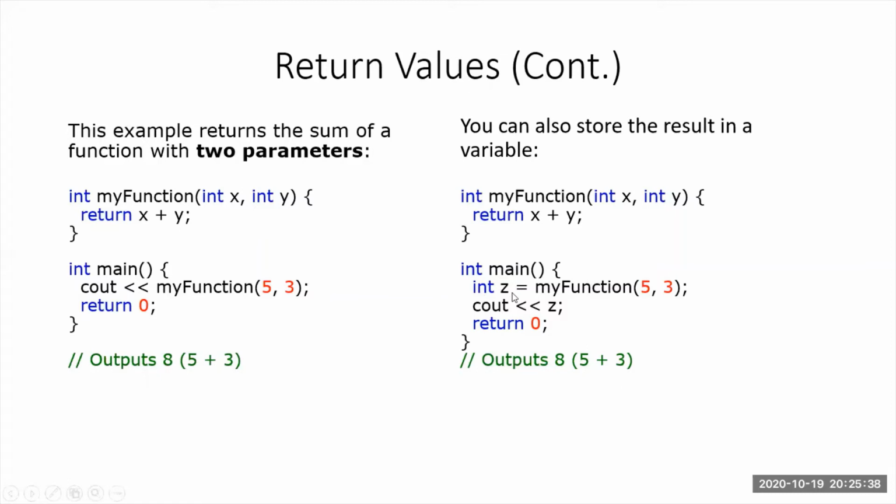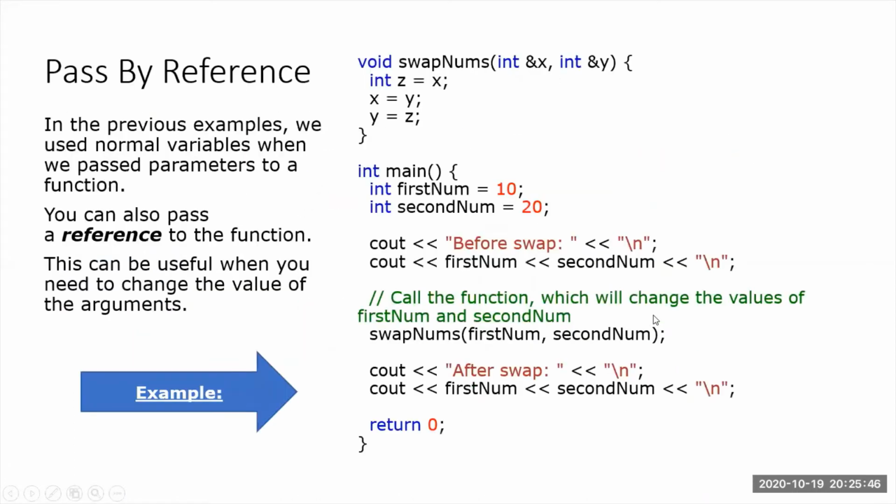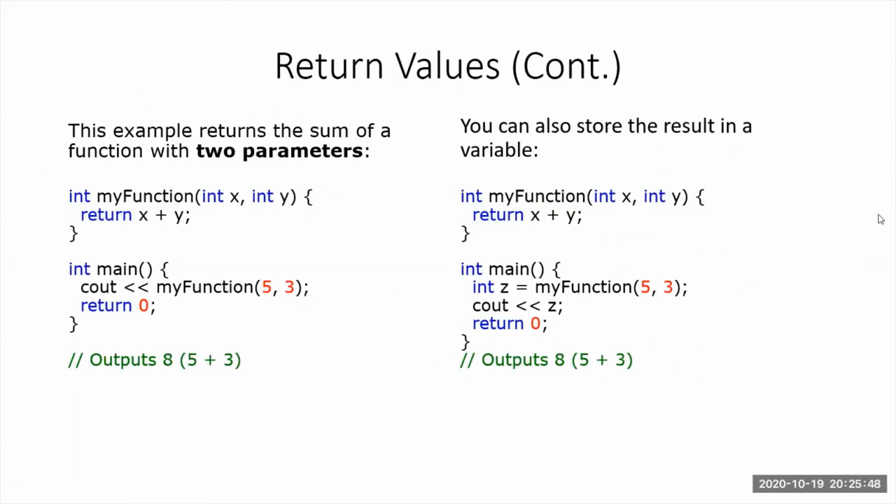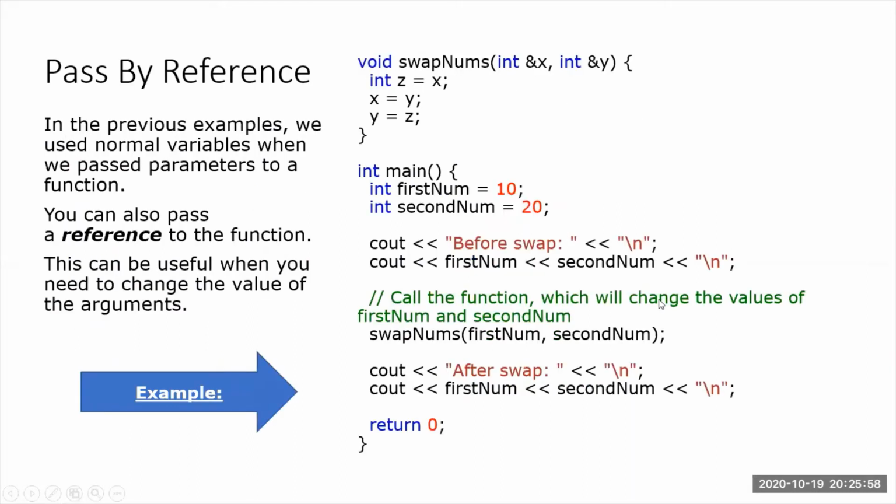Okay, so all you have to do is just define the variable and then the assignment operator, which is equals, and then the same as you've been doing here, except you're just putting the function instead. Okay, and then this way you can see our z. So this will output the same thing that this example here outputs. Okay, so before we get to pass by reference, let me show some example.